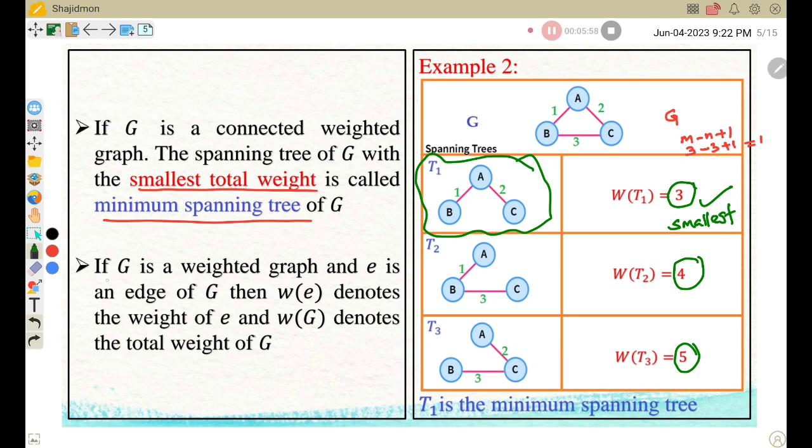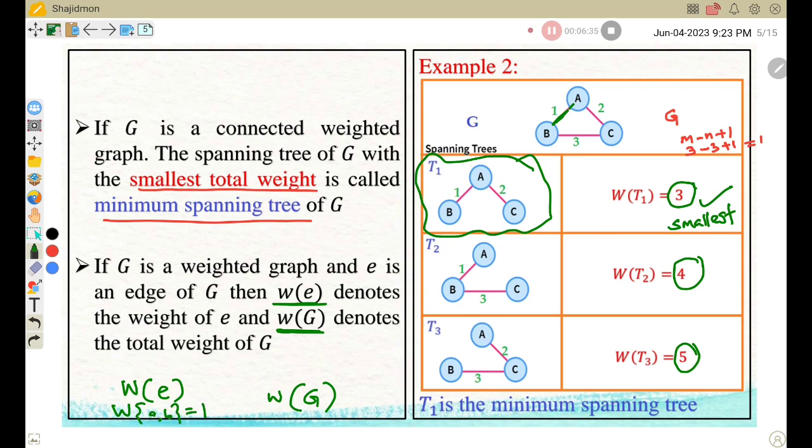Hope you understood. Now if G is a weighted graph and E is an edge of the graph, the weight of an edge we represent as W of E, and the weight of the total graph we represent as W of G. W of E means weight of that corresponding edge. W of G means total weight of the graph. For example, here AB, what is the weight? AB edge 1. So weight of the edge A comma B is equal to 1.